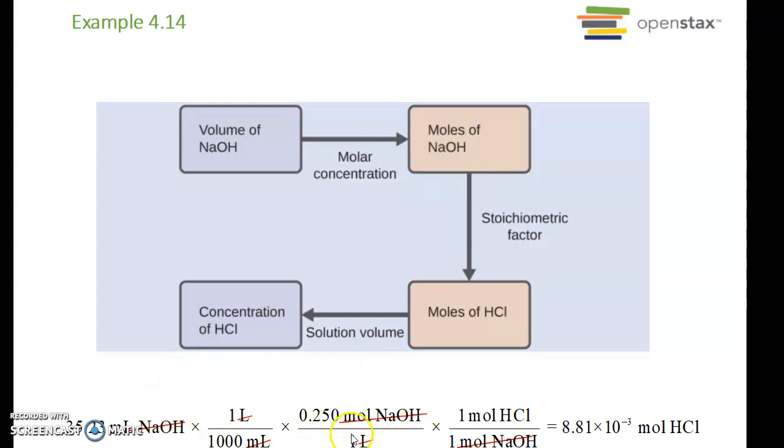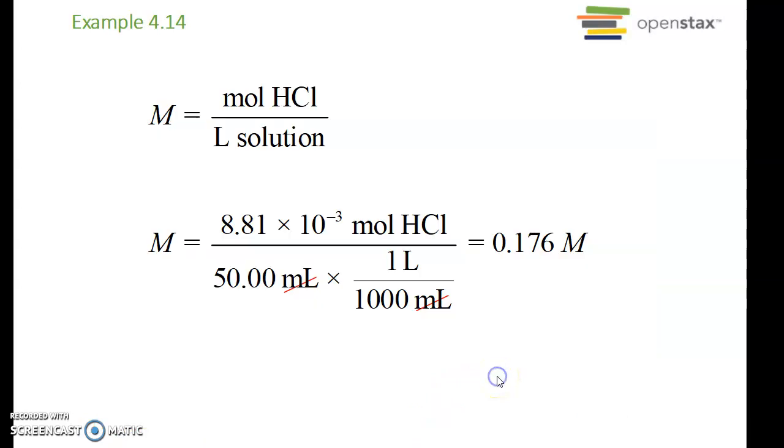So this tells us how many moles of NaOH we have here. Then we have 1 mole of HCl per 1 mole of this. That's the 1-to-1 reaction, right? So therefore, multiplying those together gives us this as the number of moles of HCl that was present in our analyte solution. So the moles of HCl divided by the liters of solution gives you 0.176 moles, right?